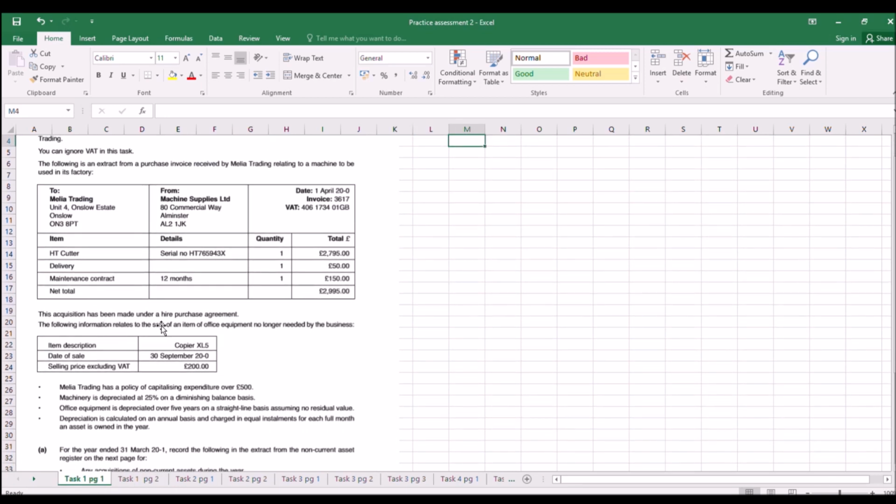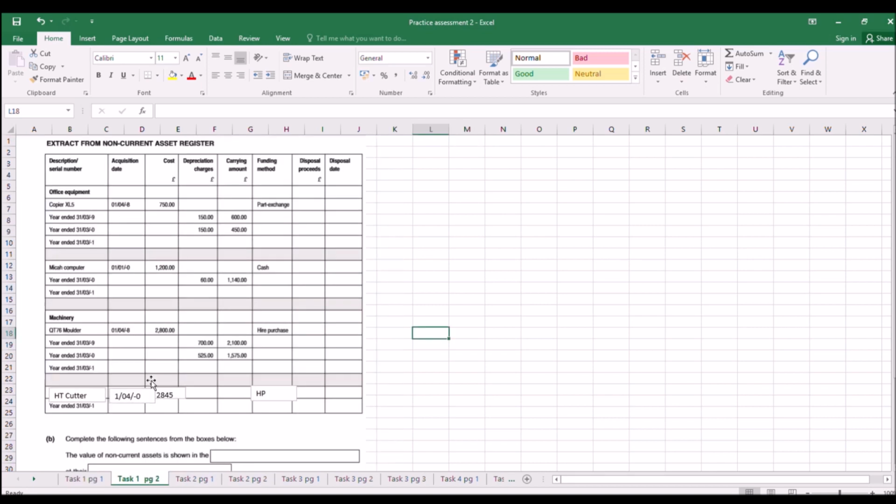Okay. The following information relates to a sale of an item of office equipment no longer needed by the business. So we're going to dispose of something. So copy your Excel file. Let's have a look at copy your Excel file. So it's this thing up here.